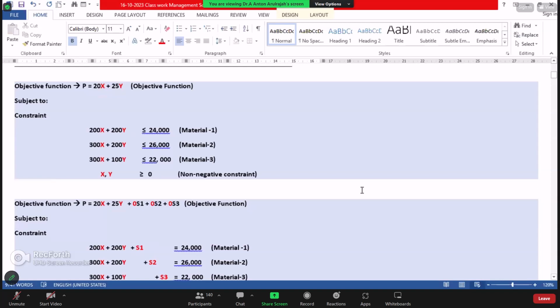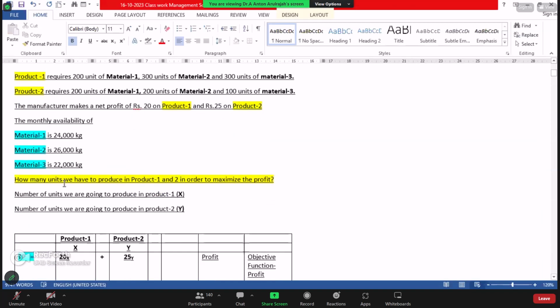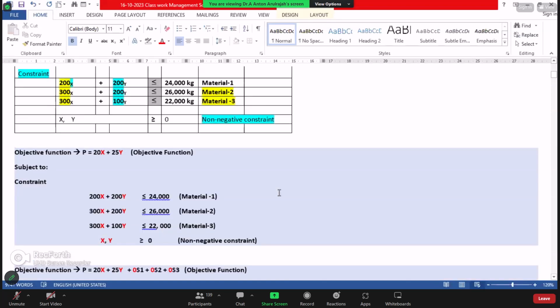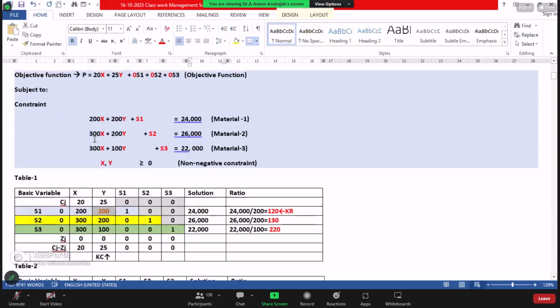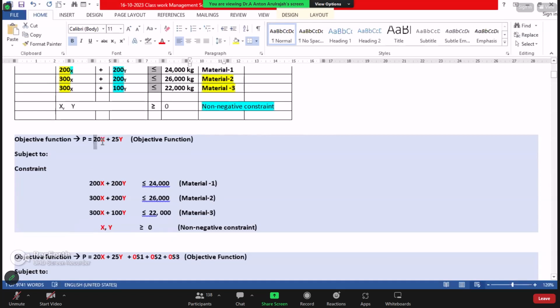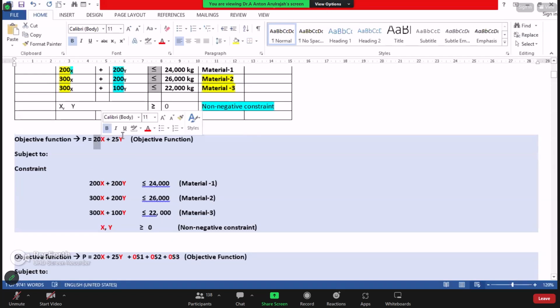Now we have found the answer for how many units we have to produce in product 1 and product 2 in order to maximize the profit. In product 1 we have to produce 0 units. We are not producing anything in product 1. But in product 2 we are producing 120 units. When we are producing 120 units, profit is 3,000. If you apply this equation, it's 20x plus 25y. We are not producing anything in x, that is 0. Here we are producing 120 units, so 25 into 120, that is 3,000. Profit is 3,000.